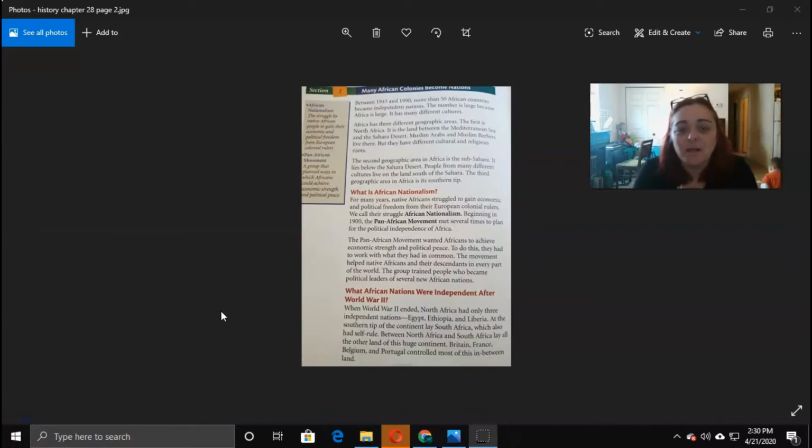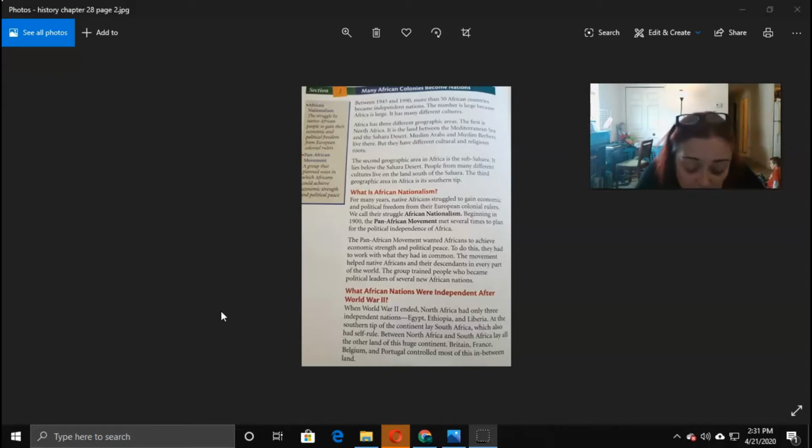Okay, Section 1. Many African colonies become nations. Between 1945 and 1990, more than 50 African countries became independent nations. The number is large because Africa is large. It has many different countries. Africa has 3 different geographic areas. The first is North Africa. It is the land between the Mediterranean Sea and the Sahara Desert. Muslim Arabs and Muslim Berbers live there, but they have different culture and religious roots.